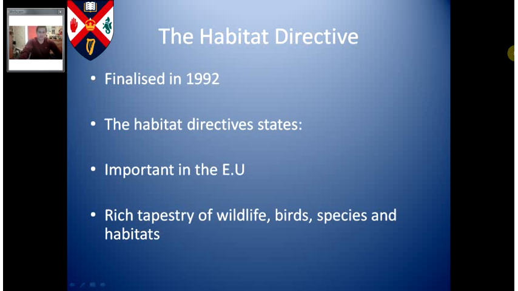The Habitats Directive, finalised in 1992, states that conservation of natural habitats, fauna and flora is an essential object of general interest pursued by the European community. Currently it's working in conjunction with the Wild Birds Directive of 2009, which was enabled to protect endangered birds, species and habitats. So it's one policy for the entire EU. Obviously we've got a very, very rich tapestry of wildlife, bird species and habitats.